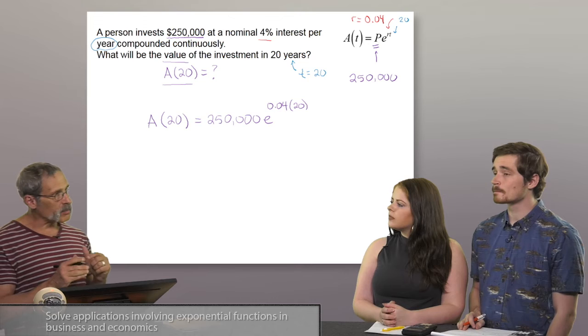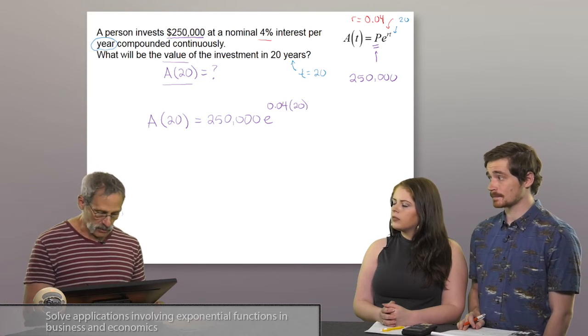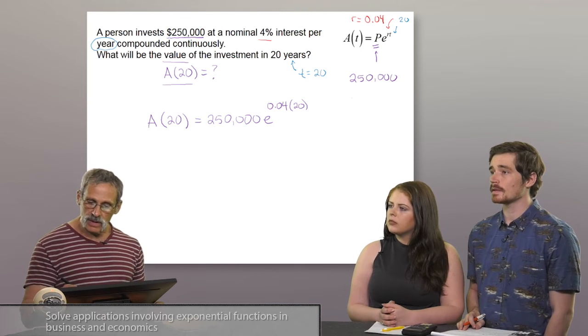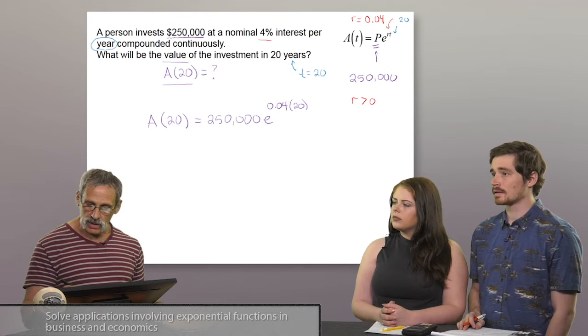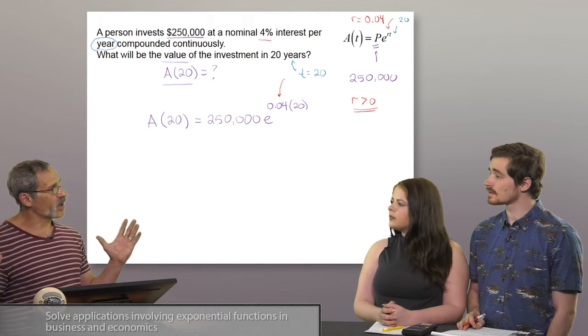Now, before we do anything else, one last check back at this problem. Will this value be more or less than $250,000? It should be more. So if it should be more, we're looking at exponential growth, which means r should be positive. Is r positive? Yes. So we're on track.